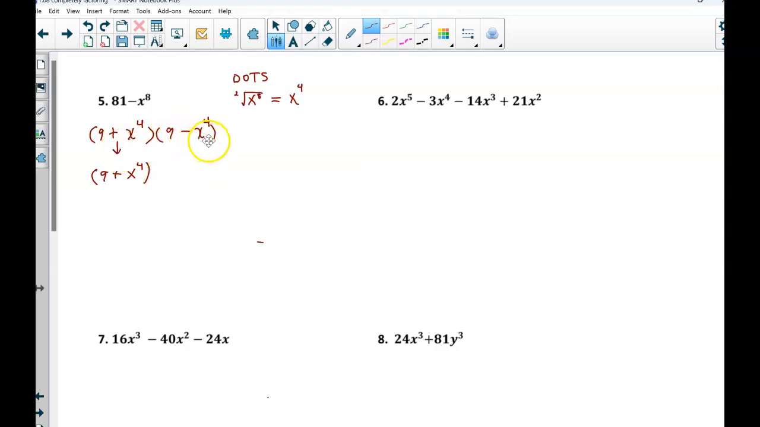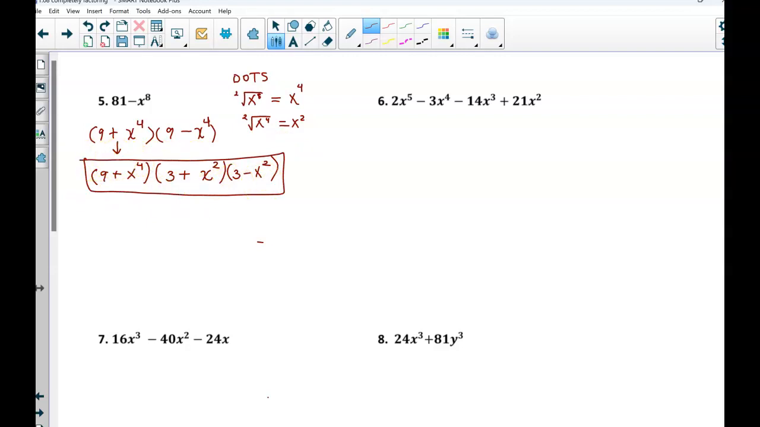But what about 9 minus x to the 4th? 9 is a perfect square. You have a minus in between, and we know that the square root of x to the 4th is x squared. So we can factor that further. The square root of 9 is 3. The square root of x to the 4th is x squared. And now we do the same thing, but with a minus in between. And I can't go further. That's my answer.